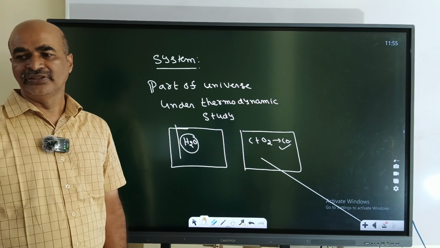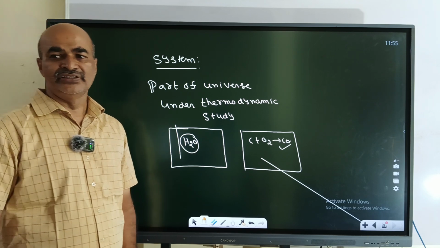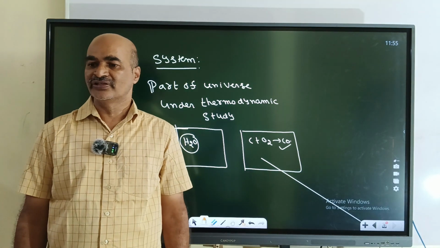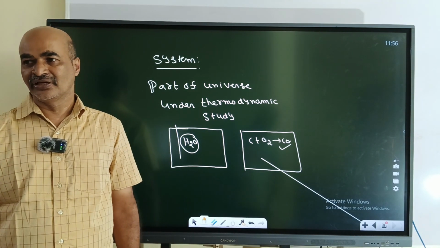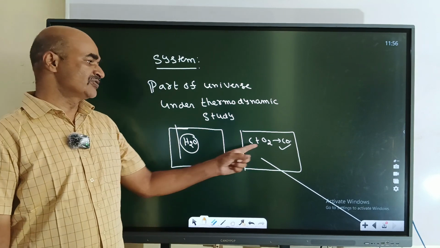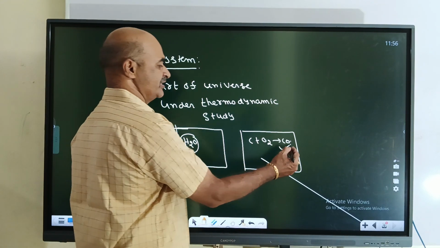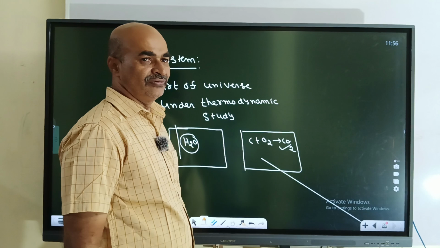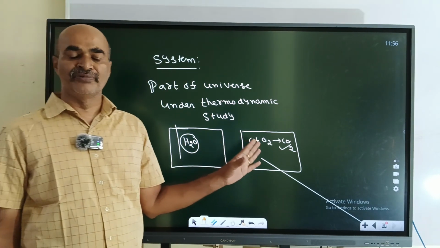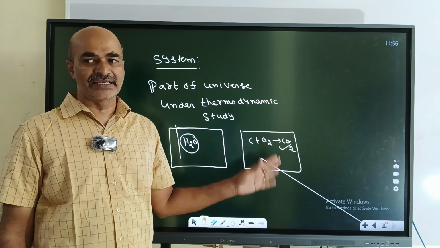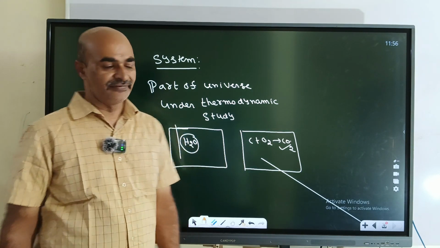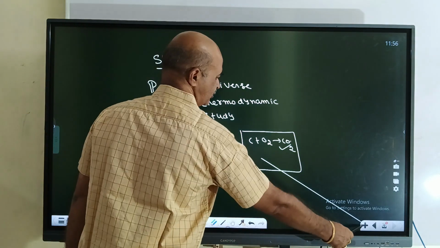System is a part of universe. So part of universe under thermodynamic study is called a system. So C plus O2 gives rise to CO2 is a system. In this process, energy is released or absorbed. This energy is exchanged between system and surroundings.